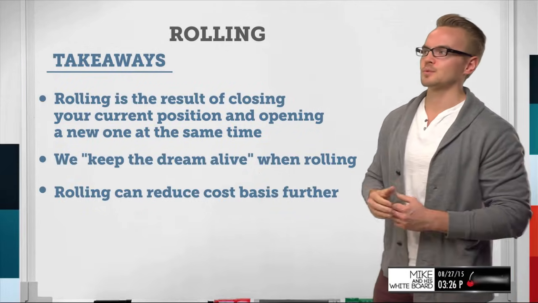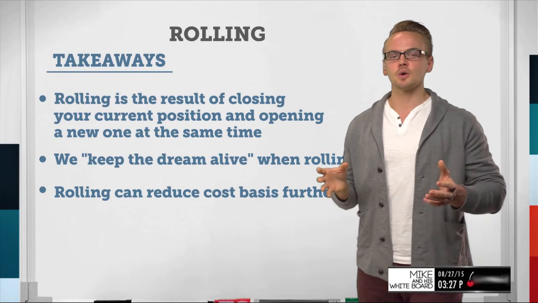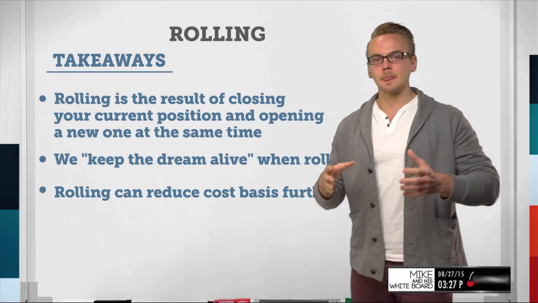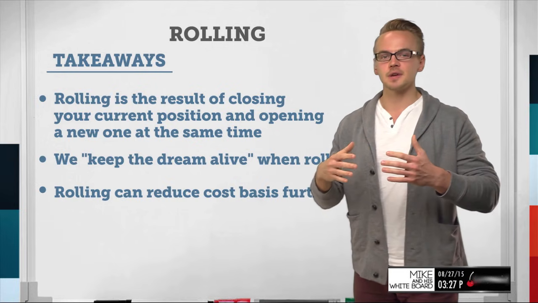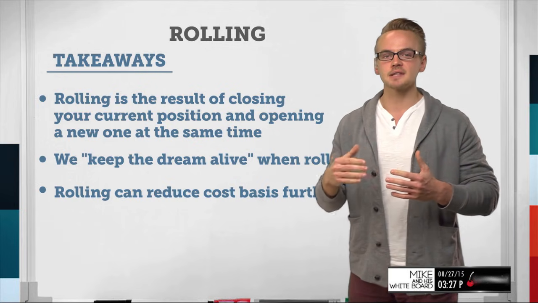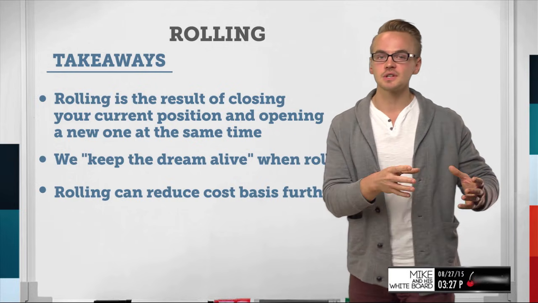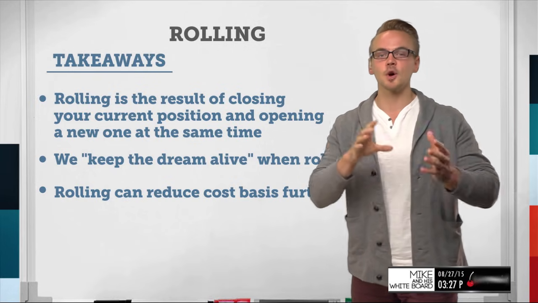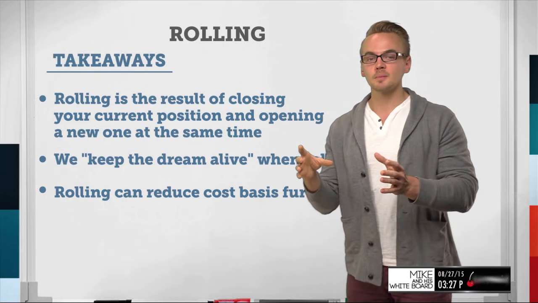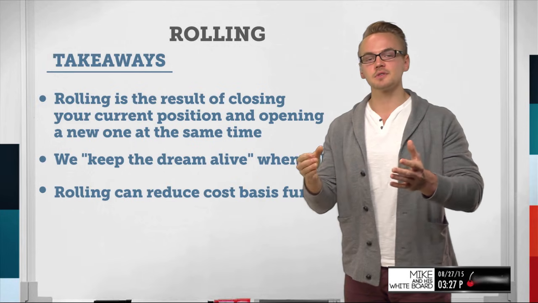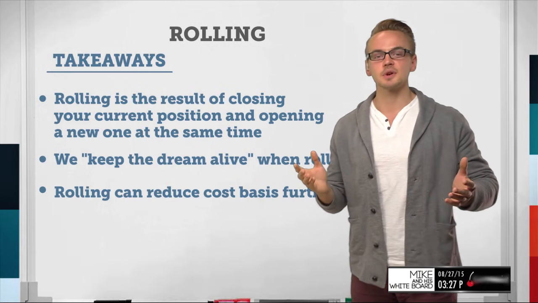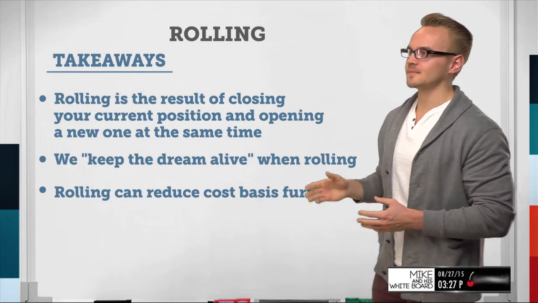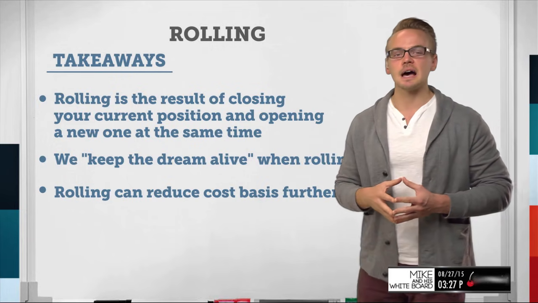Number one, rolling is the result of closing your old position and opening a new one at the same time. So again, you're not giving yourself free time or free expiration days for nothing. You're closing a position, especially rolling defensively, for a loss and you're opening a new position with a lower probability of profit. But if you can do it for a credit, you're going to reduce your break-even price, which is what we're all about with cost basis reduction. Again, we keep the dream alive when rolling.